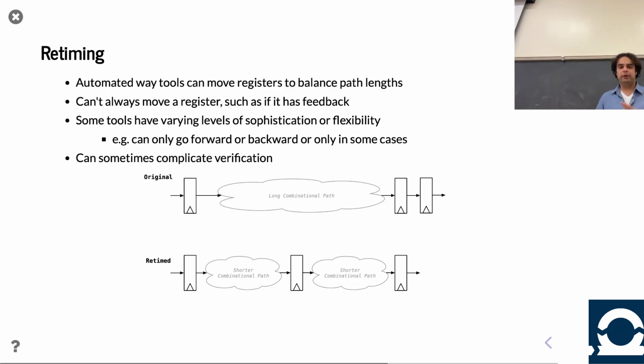Some tool flows are specific: we only move registers forward or backward, but not both ways. And so as a designer, you need to put these extra registers on the other side of the logic. So you put extra registers at the front or the back, and that's going to move them the other way.